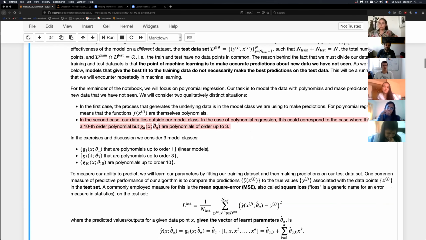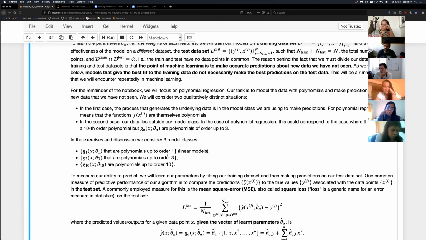So we'll consider three model classes. The first model class will be the set of polynomials up to order 1, which means just linear models, a constant plus a coefficient times x. It's just a line. The second class will be polynomials up to order 3, and the last one will be polynomials up to order 10. Of course, the third class contains the second class, which itself also contains the first class, right? We have classes that are richer and richer.